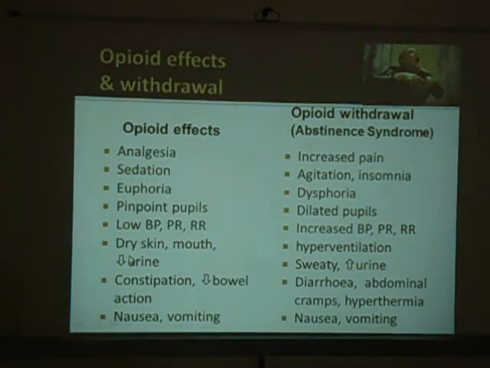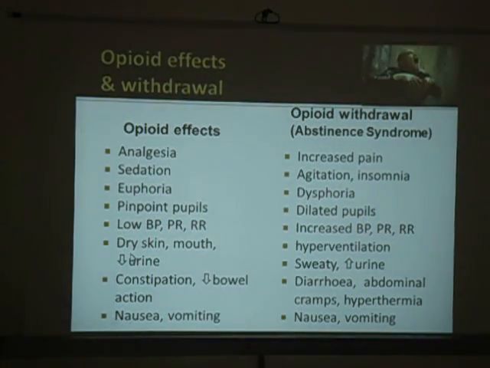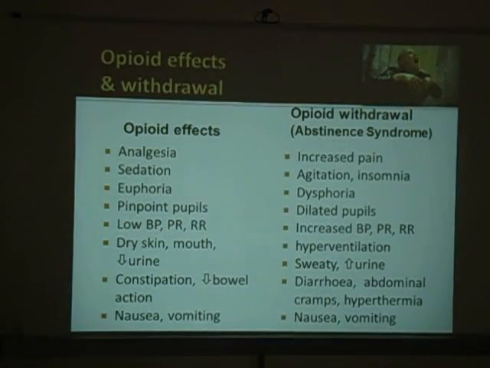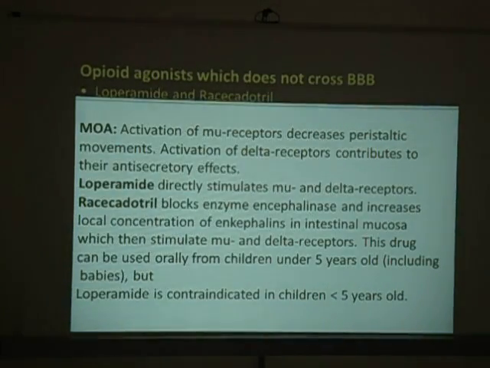Why? We told you the bladder muscle, the upper part, can be relaxed, okay, muscle rigidity, but the sphincters can be constricted. Okay, the person has the urgency, but he may not be able to void because of this effect. Constipation, bowel action, then it can be replaced by diarrhea, abdominal cramps, hypothermia. Nausea and vomiting can be seen in both, so it is not a characteristic feature there.